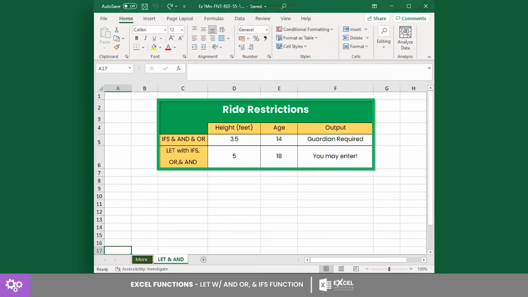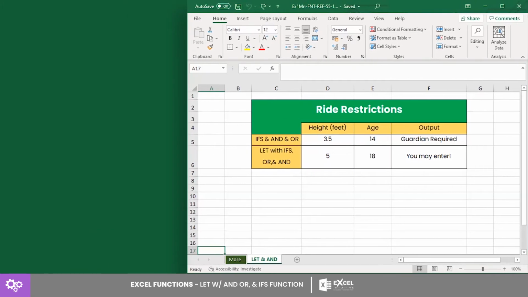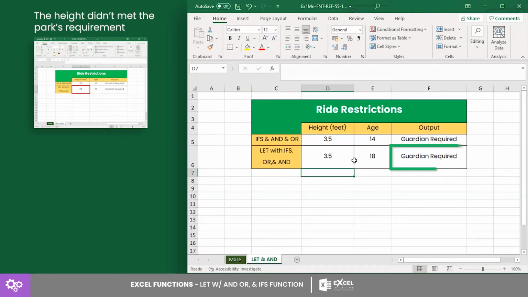Consider this theme park counter that evaluates a customer's height and age to determine whether they pass the premises requirements. As seen with this input, where height is 5 and age is 18, the counter returns "you may enter." But if we change the height into 3.5, the counter returns "guardian required." Which leads to the question, what is the equation behind this counter?